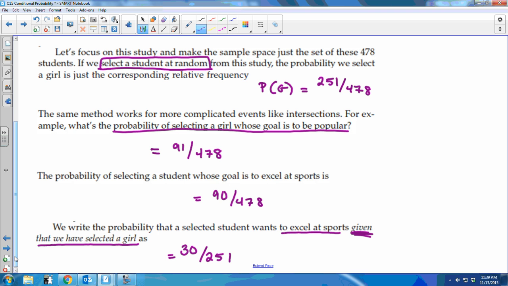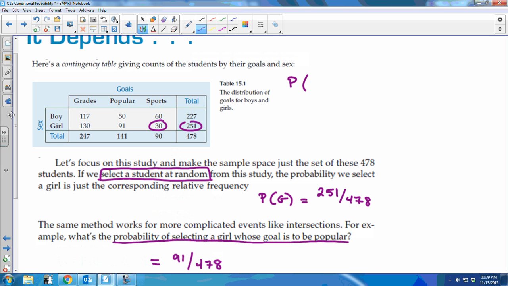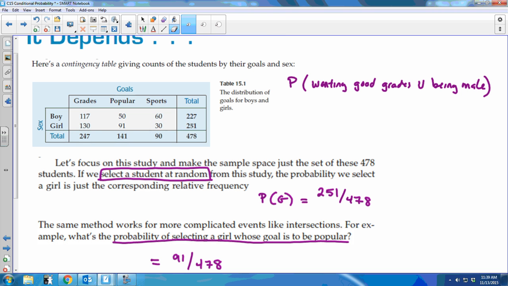Now, you can't forget the things we talked about yesterday. So, for example, if it said, what's the probability of wanting good grades or being male, okay, just if we select a student at random, we want one or the other. That means we need the total number that want good grades, 247, plus the total number that are male, 227. But what else do we need to do?